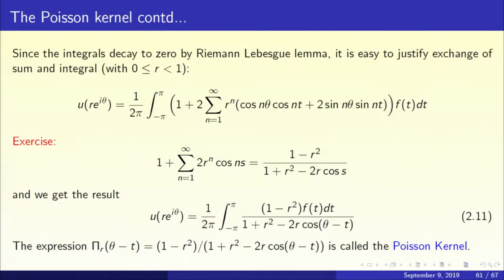And let us look at this expression (1 minus r squared) upon (1 plus r squared minus 2r cos(theta minus t)). This expression has been abbreviated as P sub r of (theta minus t). This expression is called the Poisson kernel. So the solution has been expressed as an integral of f of t multiplied with this Poisson kernel P_r of (theta minus t). You must compare this derivation with the derivation of the Dirichlet kernel of finding the nth partial sum of a Fourier series.